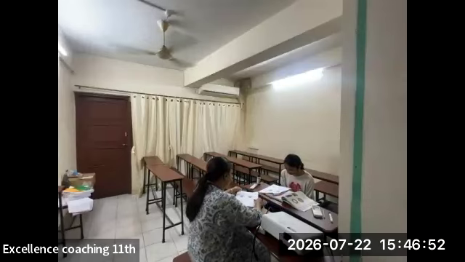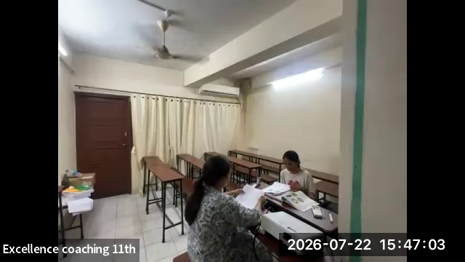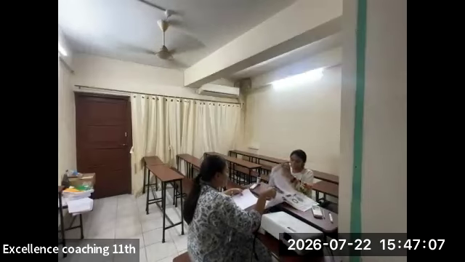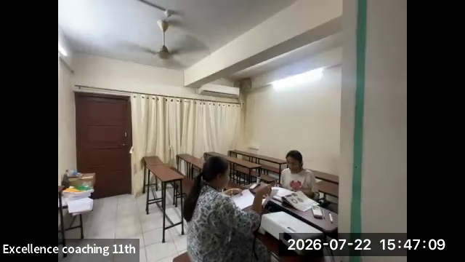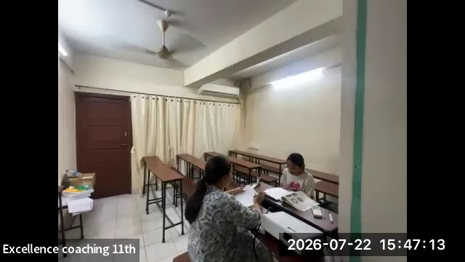Then endodermis, the innermost layer of the cortex, is rich in starch grains. That is called the starch sheath. So starch sheath is present in endodermis. Yes, they are present in endodermis.